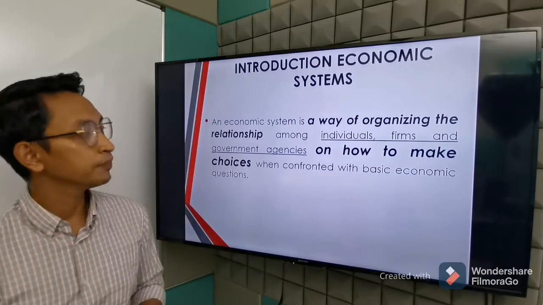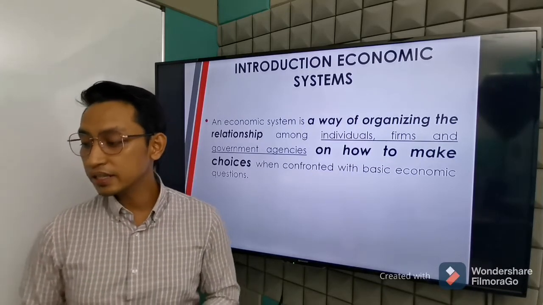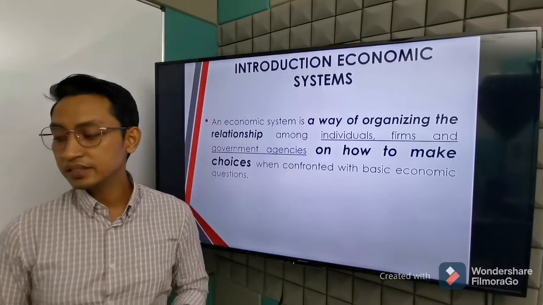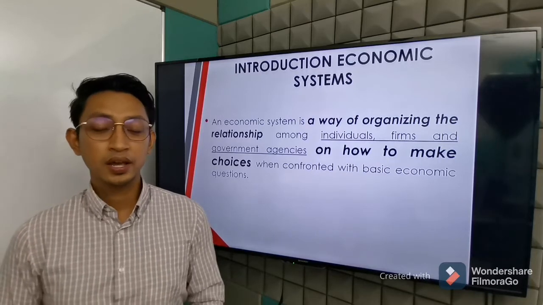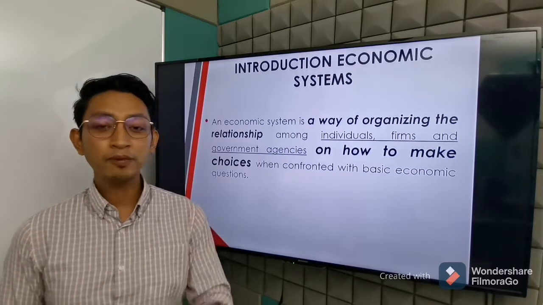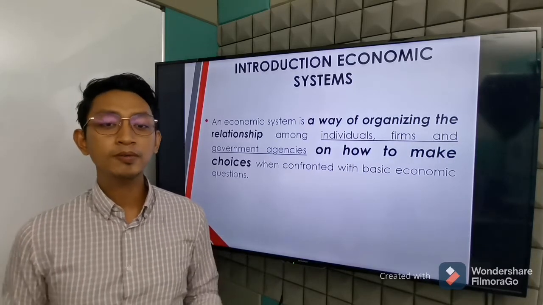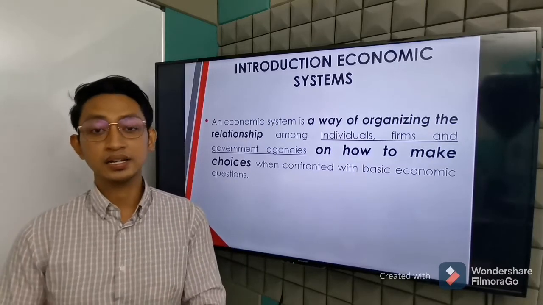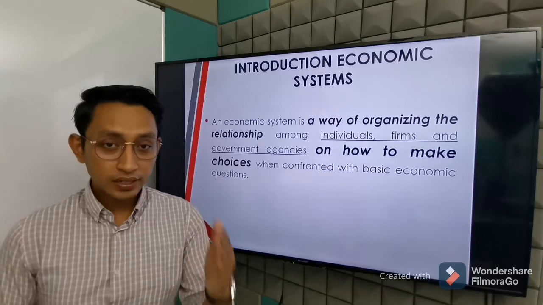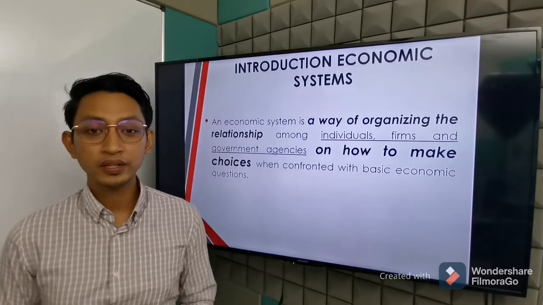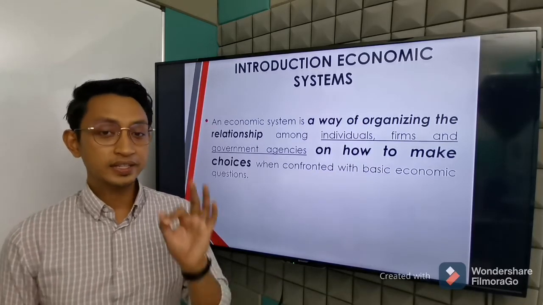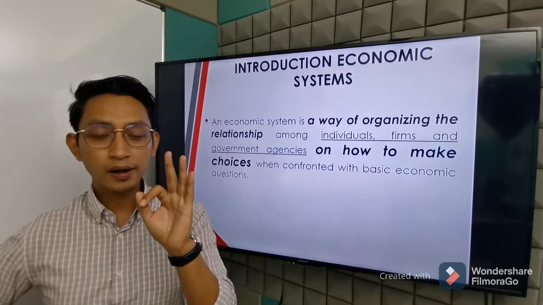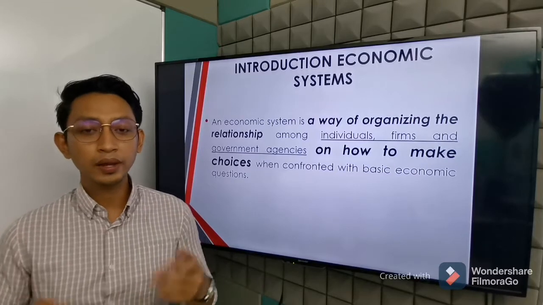So basically, how do we define economic system? Economic system is a way of organizing the relationship between individuals, firms, and the government agencies on how to make choices. In economy, we have a problem. What problem? The problem of scarcity. The resources that we have are scarce. Because of the scarcity problem, we have to make a choice. So who makes a choice? Actually, these 3 units work together to make a choice.